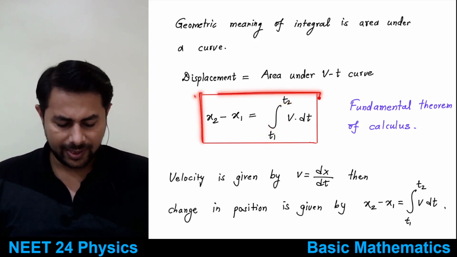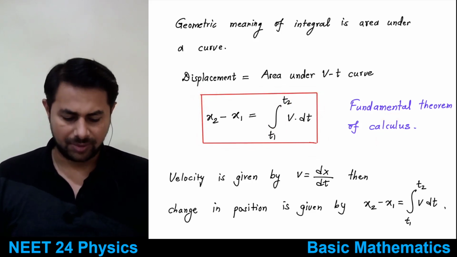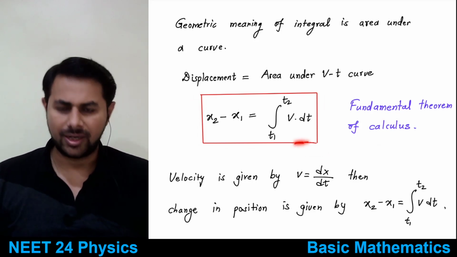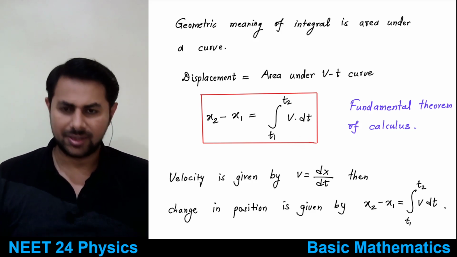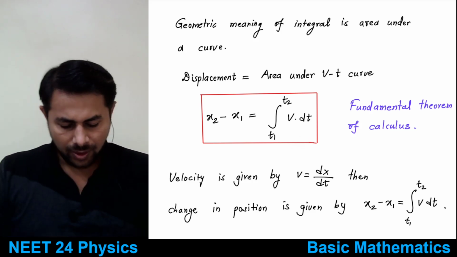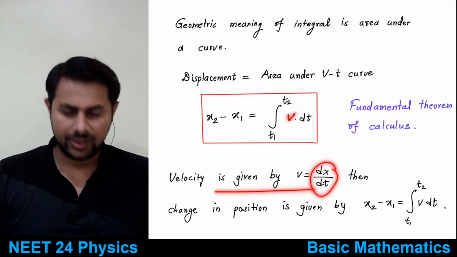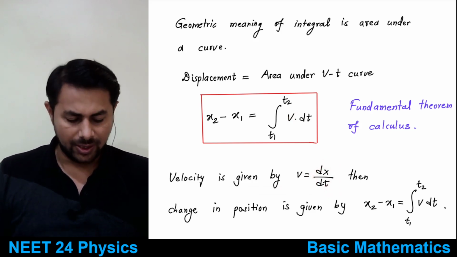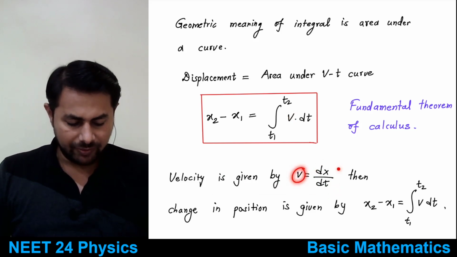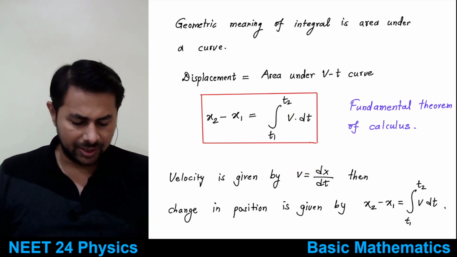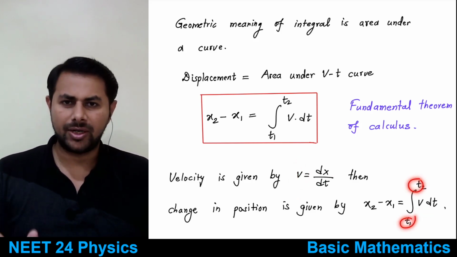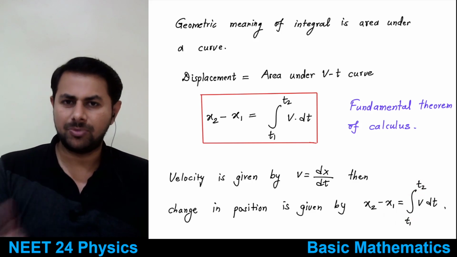Now I said that this is the fundamental theorem of calculus. That means this theorem relates derivatives and integrals, right? Let's see how. We know that velocity is dx by dt, the derivative of position with respect to time. And if you integrate velocity between two time limits, then you get position at final time minus position at initial time. That is, you get the difference in position.